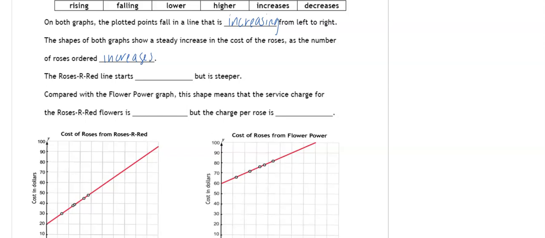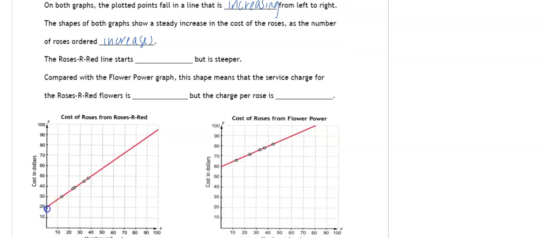The roses are red line starts blank, but it's steeper. So the roses are red line starts blank, but is steeper. Okay, so it means that it starts lower, but it's steeper. It goes up faster. Do you see that? It's going up faster because those roses actually are more expensive.